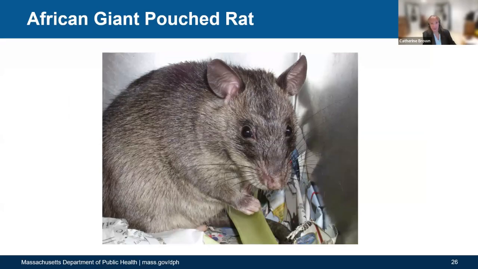All right, this is my favorite example. This little guy is an African giant pouched rat. Can't tell from the picture, but he's actually about 3 feet long from nose to tip of tail. And I can imagine some of you cringing. That's fine. They're super cute.